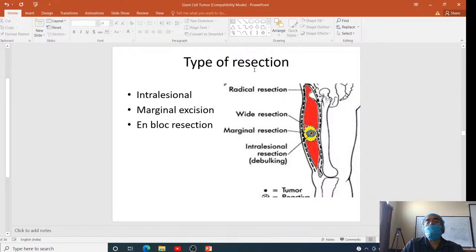Coming to the types of resection, this is for your easy understanding. So, suppose this is taken from, say, general surgery. The bone is an innocent bystander here. Okay, so the lesion is here.